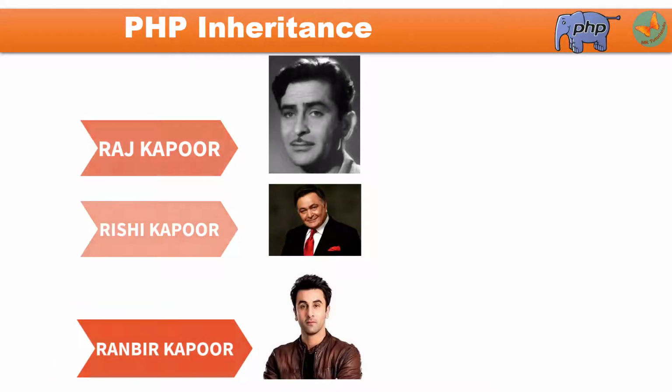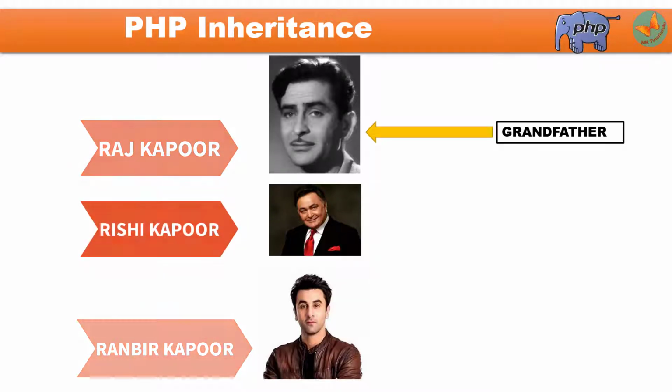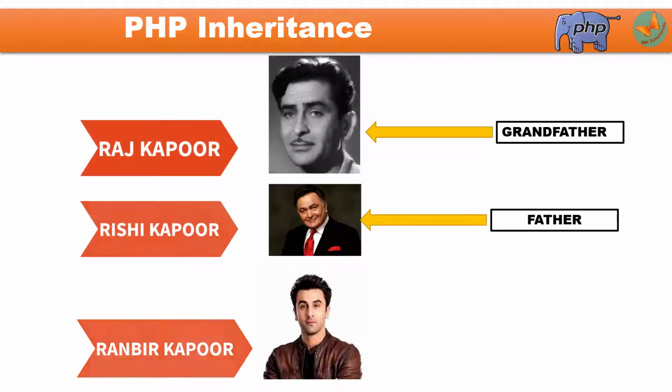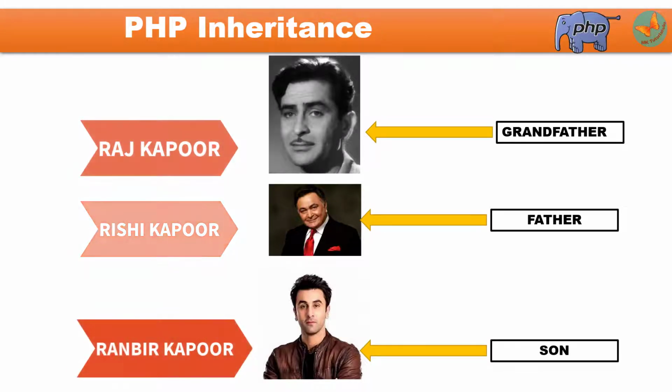So, what actually is common among all these three actors? Raj Kapoor is the grandfather of Ranbir Kapoor. In this case, Raj Kapoor is the grandfather, Rishi Kapoor is the father, and Ranbir Kapoor is the son. One can say that Ranbir Kapoor has inherited his acting skills from his grandfather and father. So why am I telling you this particular example? To illustrate what inheritance actually is.